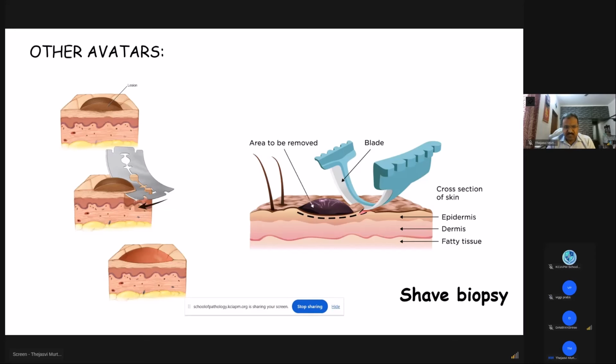Where skin is superficial and where you need not damage the skin, for example face, forehead, scalp, etcetera.